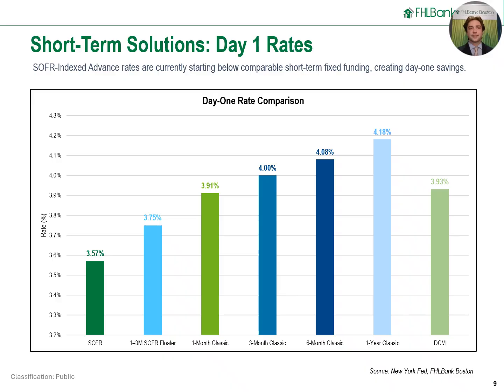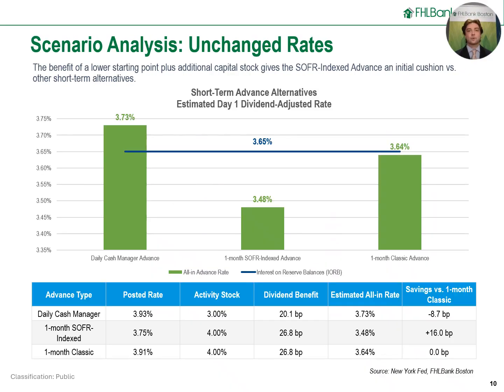What matters here is the starting relationship. Floating begins below the comparable fixed alternatives, creating a cushion that must be exhausted before rates move against us enough to change the answer. Now the question becomes, does that day one advantage survive an all-in comparison?